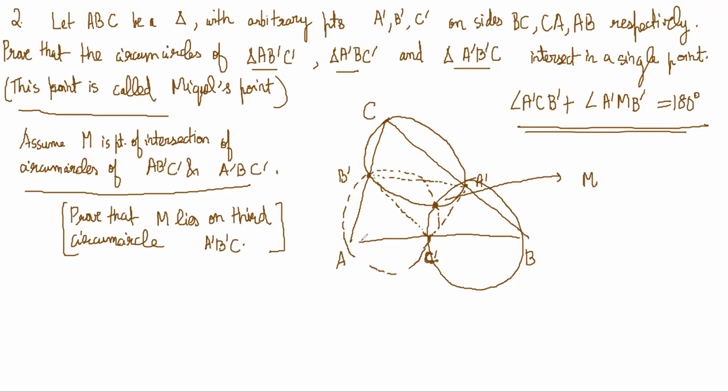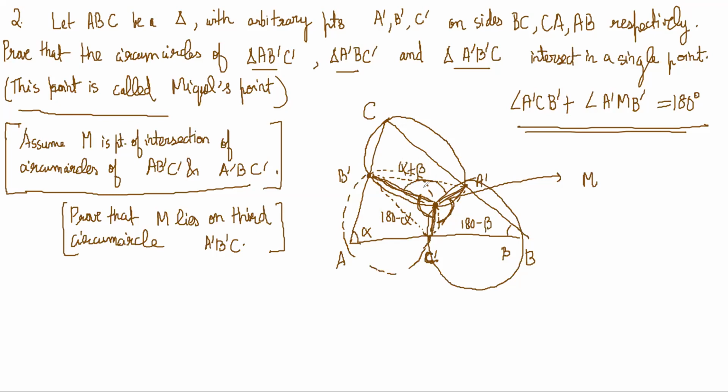This is not a difficult question, because you can already assume this. So if you take this angle as alpha, this angle as beta, then this is a cyclic quadrilateral by assumption, so this angle is 180 minus alpha. And similarly, this is a cyclic quadrilateral, so this angle is 180 minus beta. So this angle must be alpha plus beta.